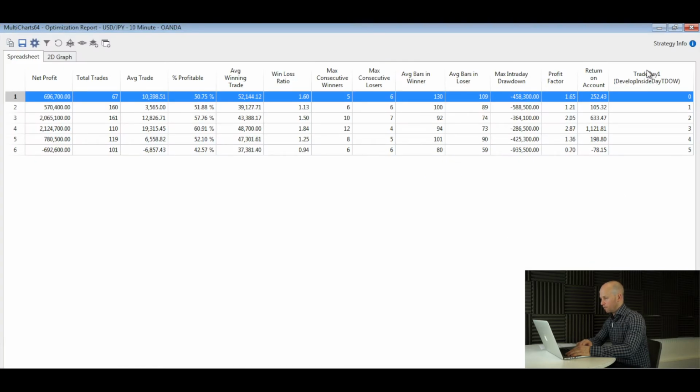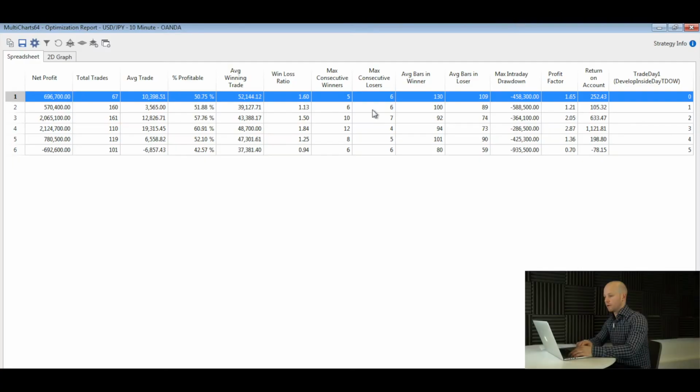If we look on this far right hand column here, we've got trade day, and you see it starts at 0 and then through to 5. Now the reason that we've got a 0 there is that 0 is Sunday, because we're using exchange times here, and it's Eastern Standard Time, and markets open at 1700 hours on a Sunday afternoon or Sunday evening. So there is a possibility that we can actually take these trades on a Sunday. So that's why we've got the 0, and then number 1 is Monday through to Friday, which is 5.